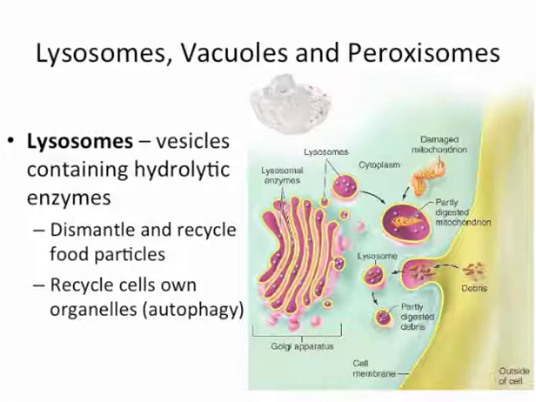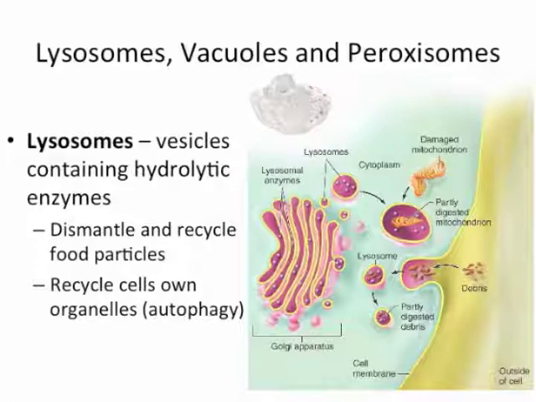And if you remember the reaction called a hydrolysis reaction we talked about in Chapter 2, hydrolysis breaks down biomolecules. So hydrolytic enzymes are enzymes that encourage hydrolysis to occur. So they encourage the breakdown of biomolecules. So lysosomes will dismantle and recycle food particles, so things from outside the cell. They'll also recycle the cell's own organelles, something called autophagy. So they're able to break down their own structures. So in this image, it shows a damaged mitochondria being broken down by a lysosome. So the lysosome merges with the mitochondria and breaks it down.